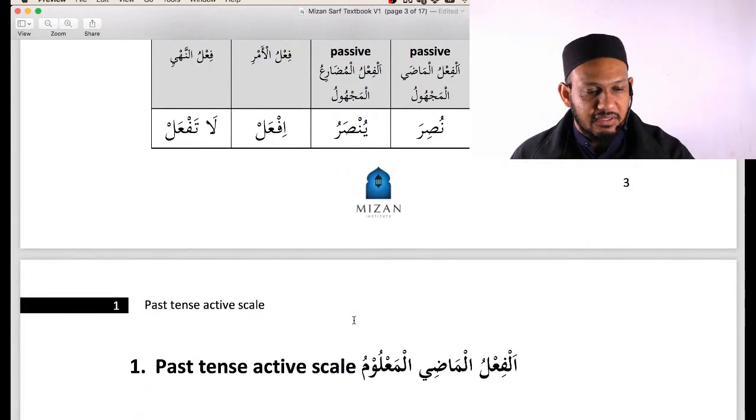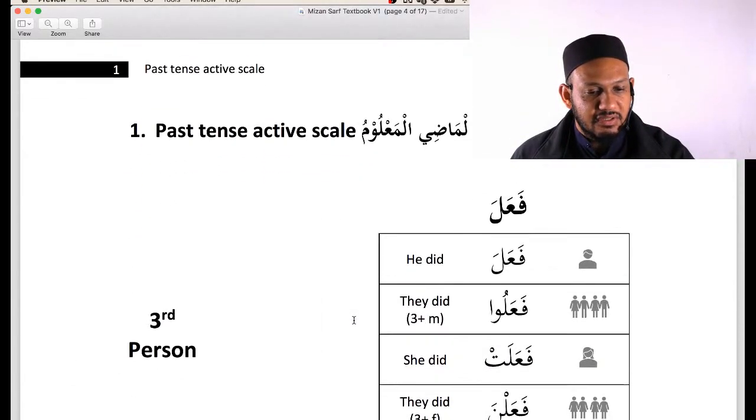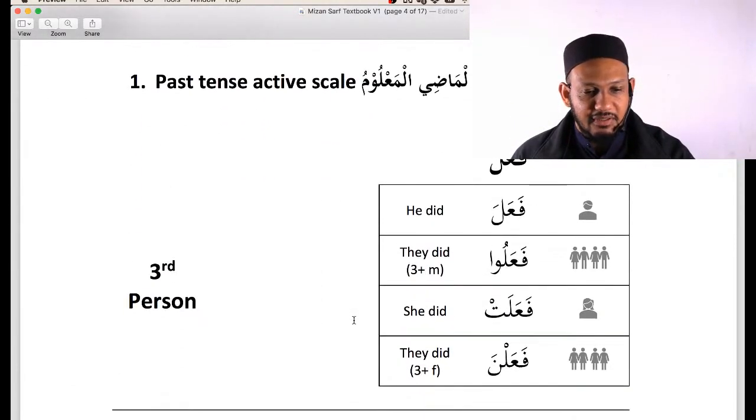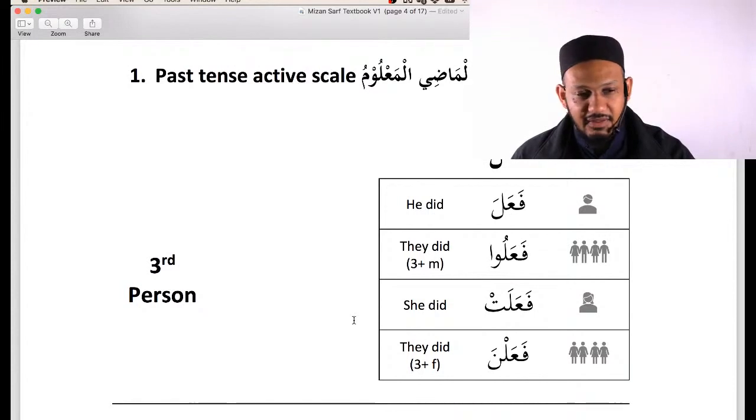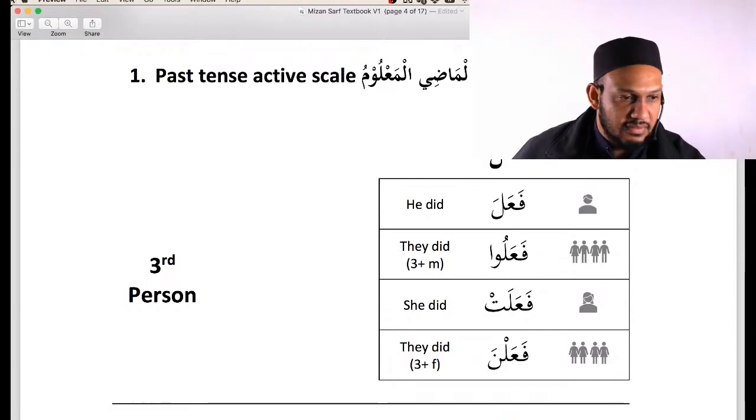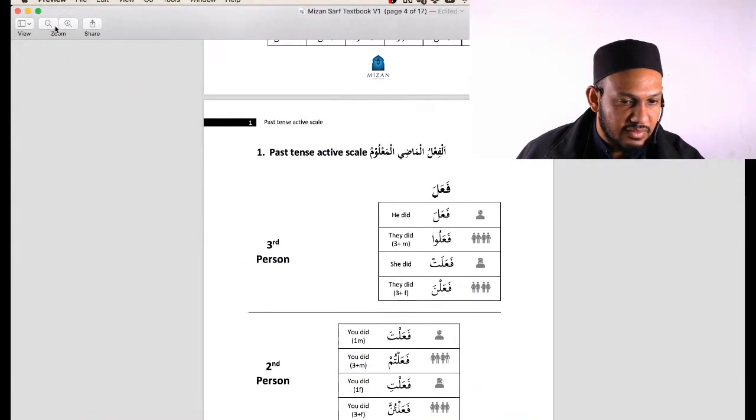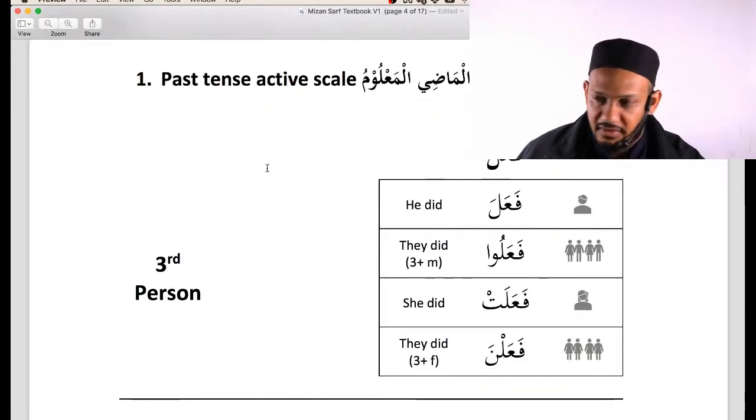So what I've done is for each scale I put the scale down for you, so you have a picture of it, or you have a visual of it. Let me just open it a bit more like this.